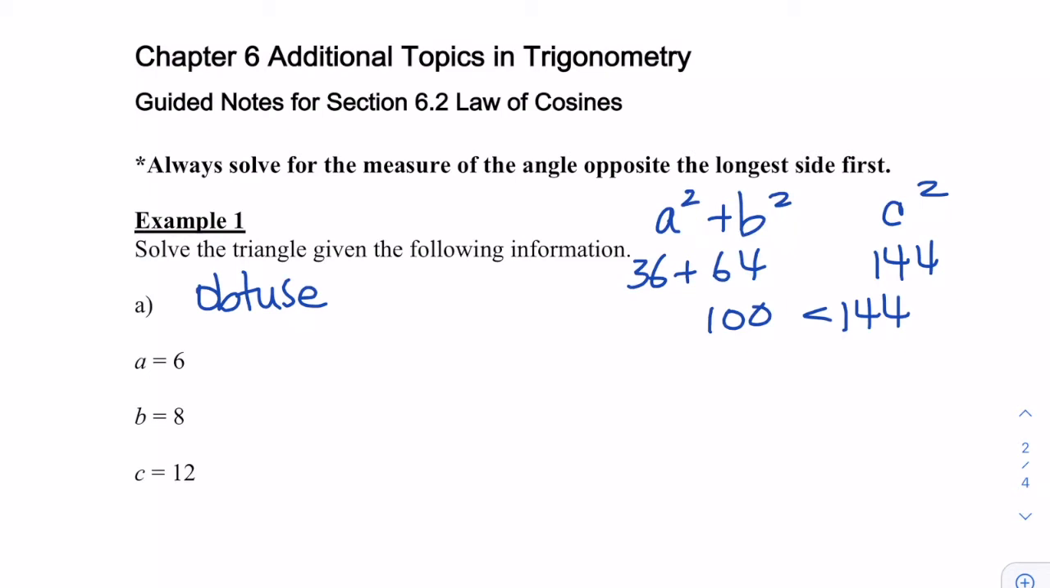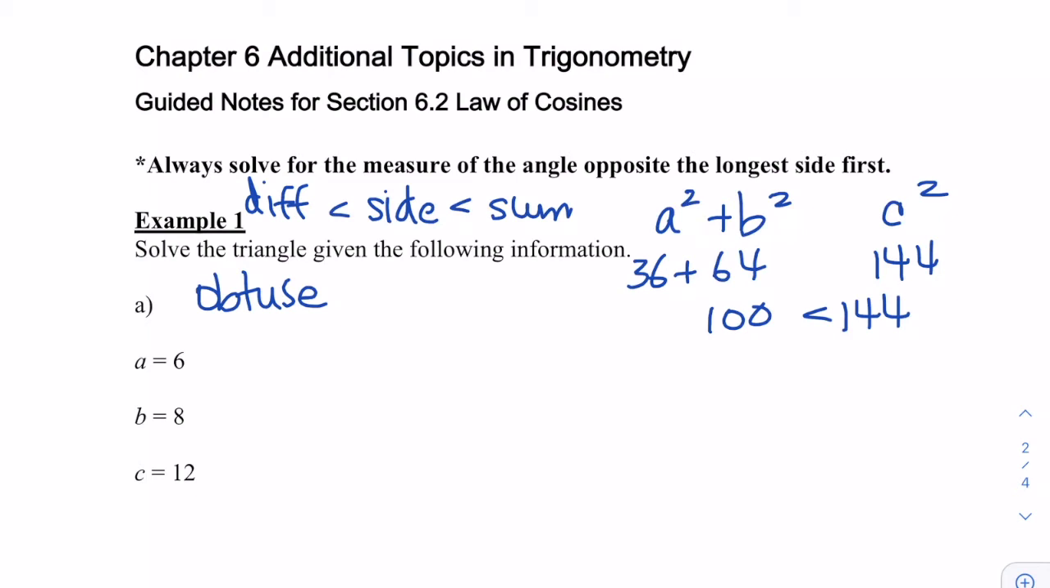Now, another thing you want to make sure of when you're given the sides is that they do in fact make a triangle. And so remember, we know that a side has to be less than the sum of the other two sides, but greater than the difference. So that's another one, the triangle inequalities from geometry.